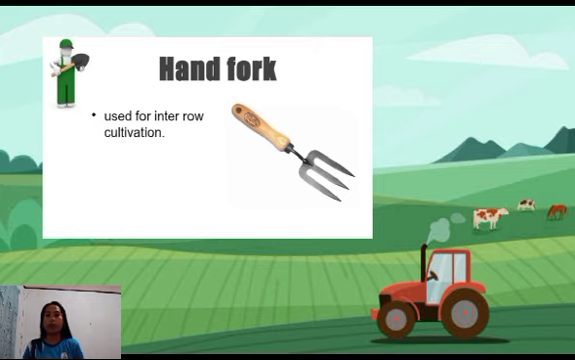The next one we have is the hand fork. It is used for inter-row cultivation. It is a small fork used for cultivating the soil between rows of plants, or inter-row cultivation.